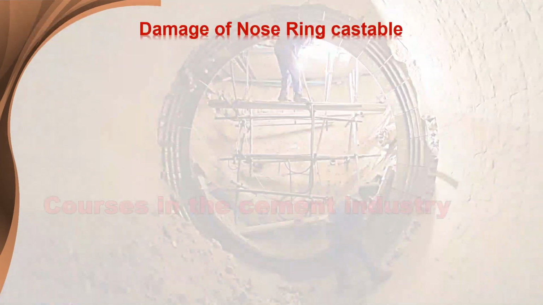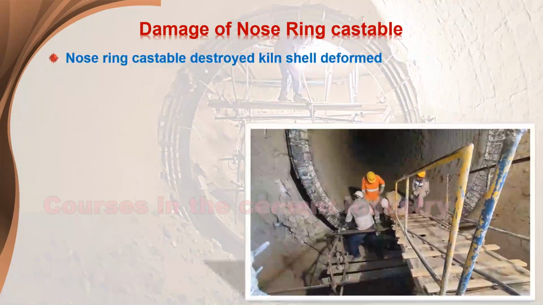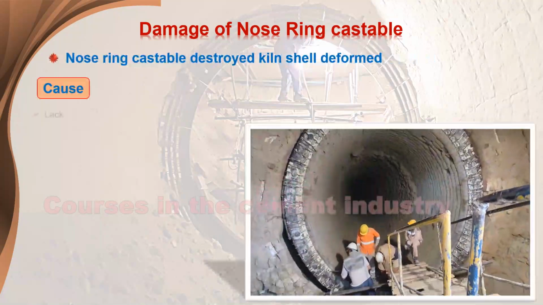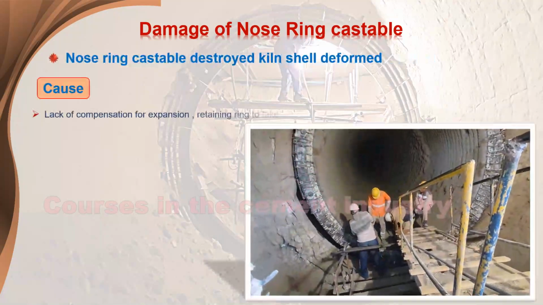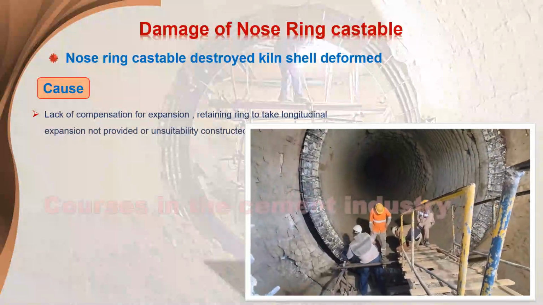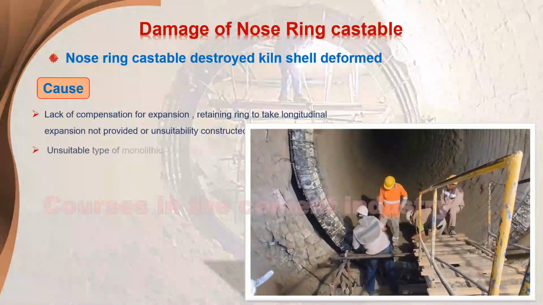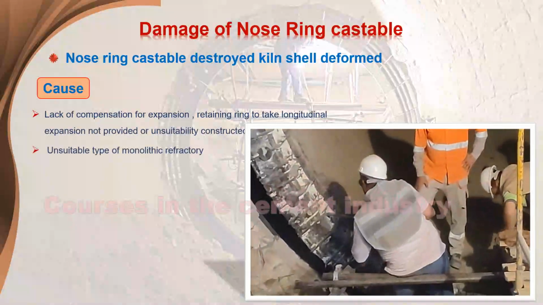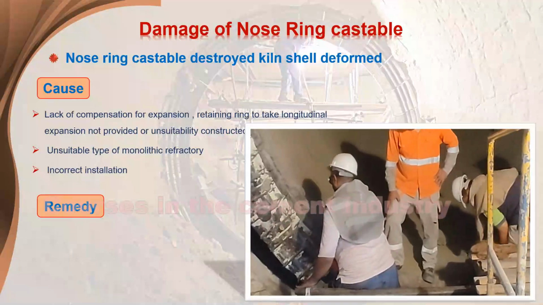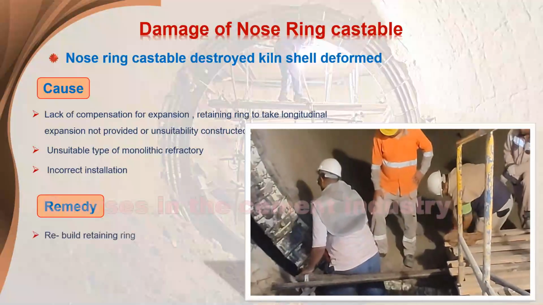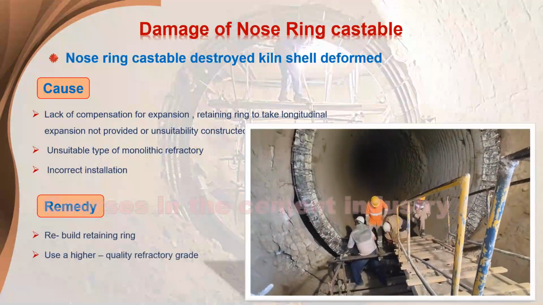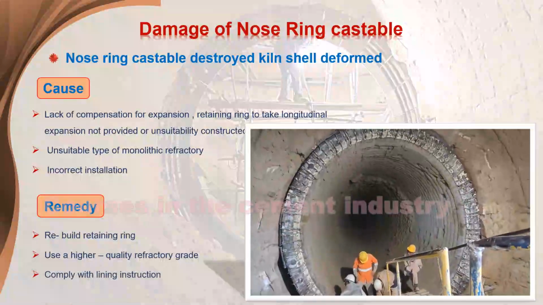Damage of nose ring castable. Nose ring castable destroyed, kiln shell deformed. Cause: 1. Lack of compensation for expansion; retaining ring to take longitudinal expansion not provided or unsuitably constructed. 2. Unsuitable type of monolithic refractory. 3. Incorrect installation. Remedy: 1. Rebuild retaining ring. 2. Use a higher quality refractory grade. 3. Comply with lining instructions.